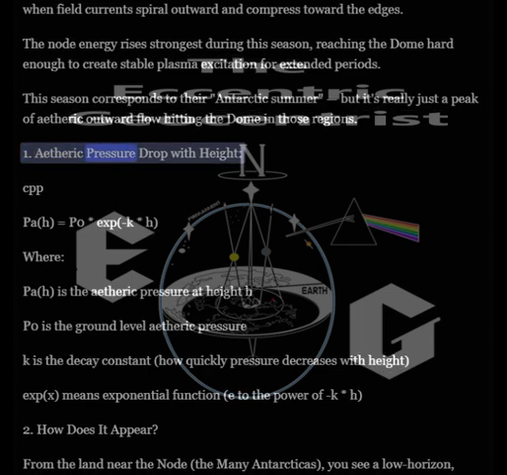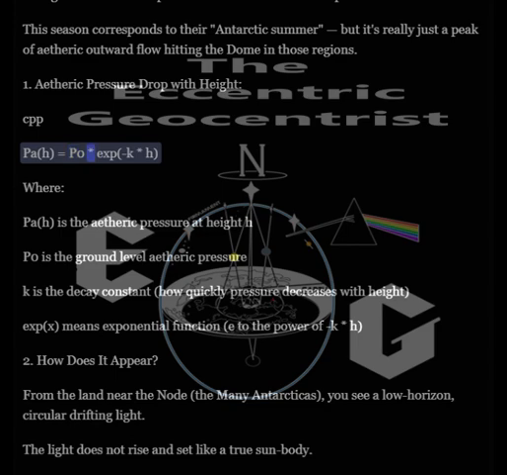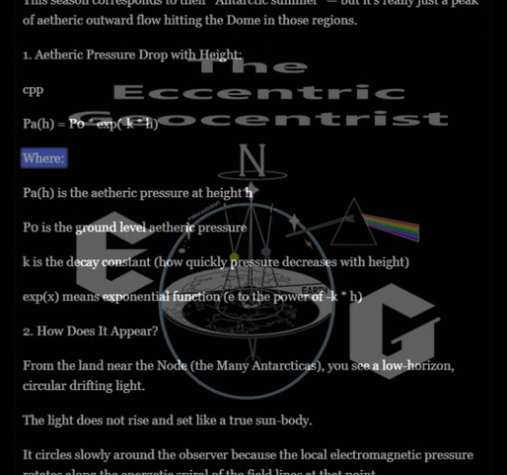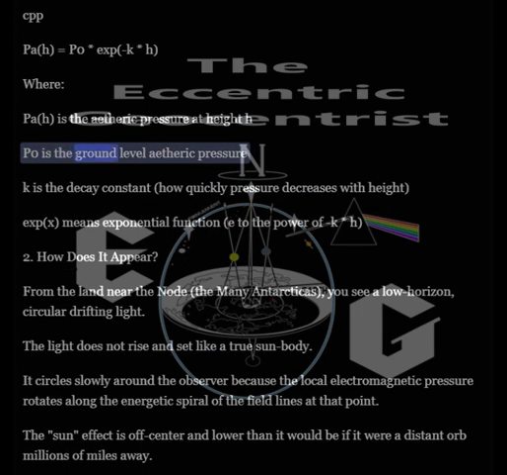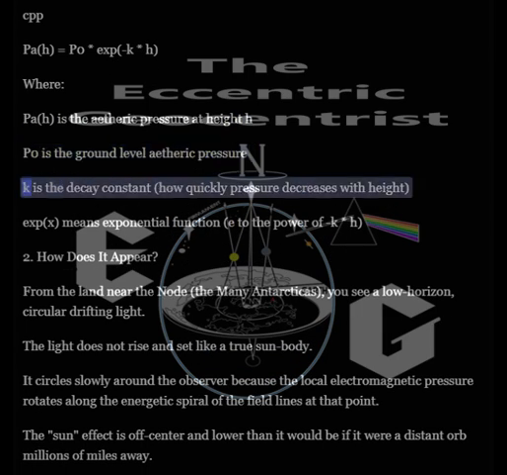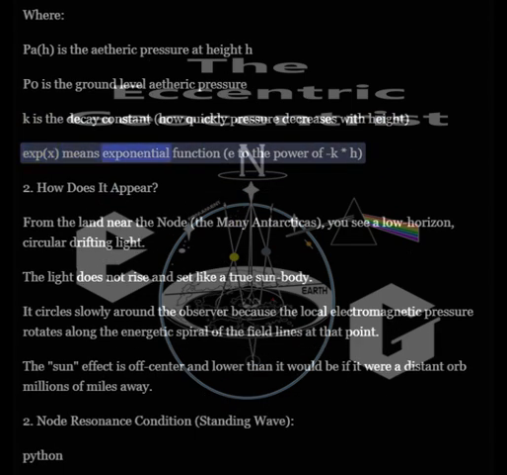1. Etheric pressure drop with height: P(h) = P0 × e^(-kh), where P(h) is the etheric pressure at height h, P0 is the ground level etheric pressure, and k is the decay constant, how quickly pressure decreases with height. Exp means the exponential function, e to the power of kh.